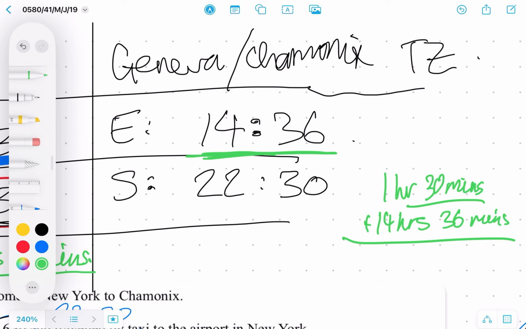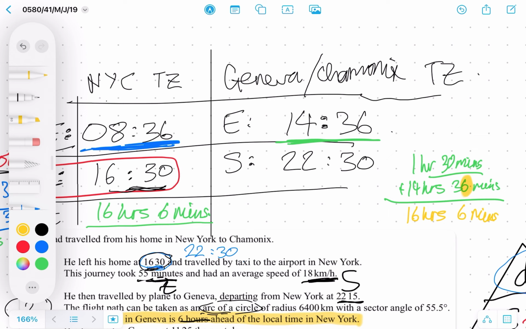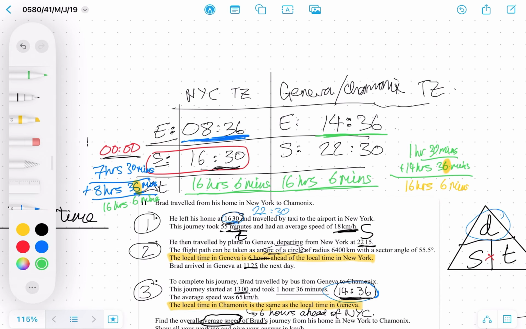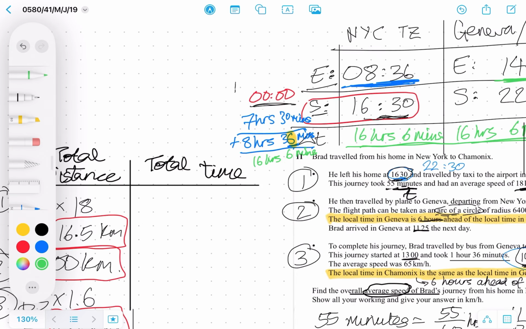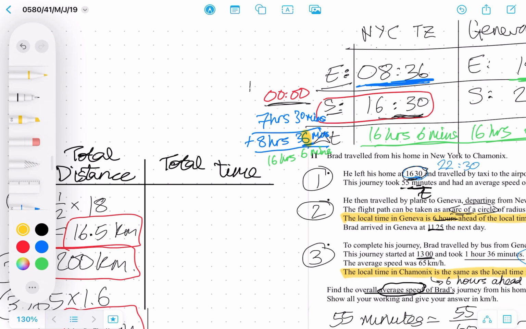And now if you have 1 hour 30 plus 14 hours 30, that would give you 16 hours. But remember that you have this extra 6 minutes right here. So 16 hours and 6 minutes. And as you can see, we've got the exact same time for both cases. All we've done is just made sure that the time zone is constant. So now we can fill this information in. We know that the total time taken for his journey is 16 hours, 6 minutes.